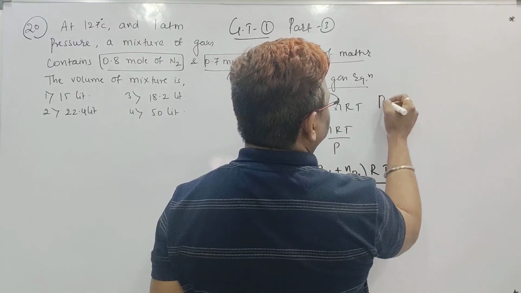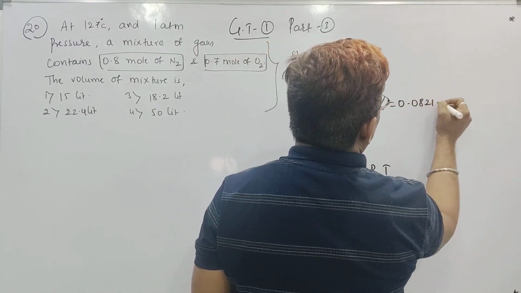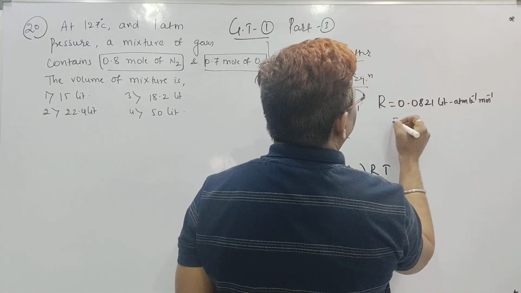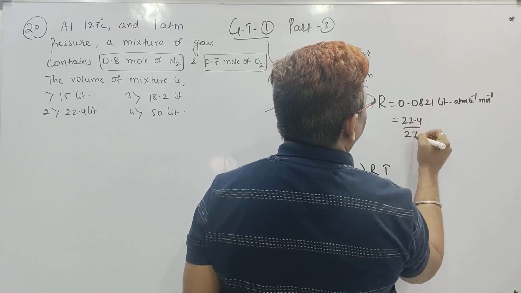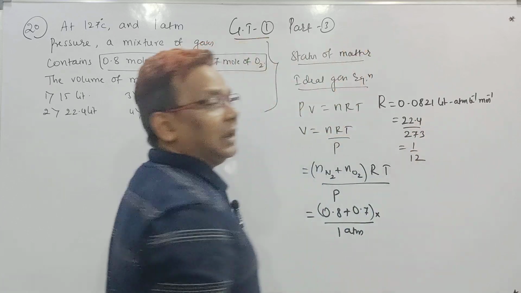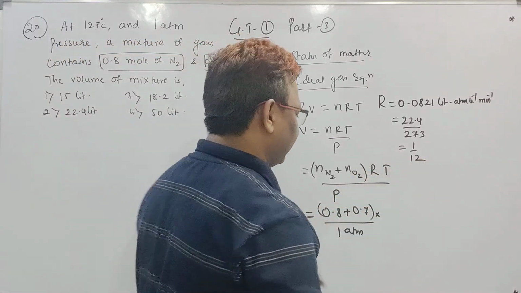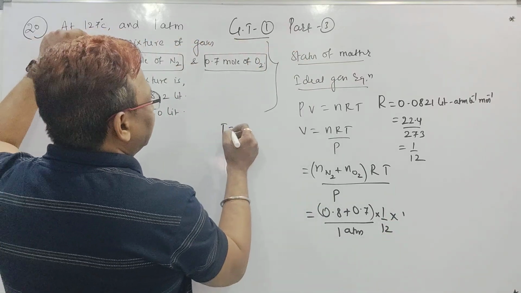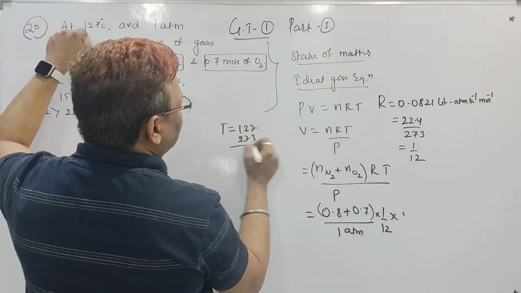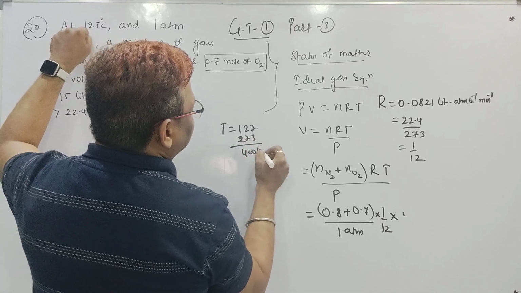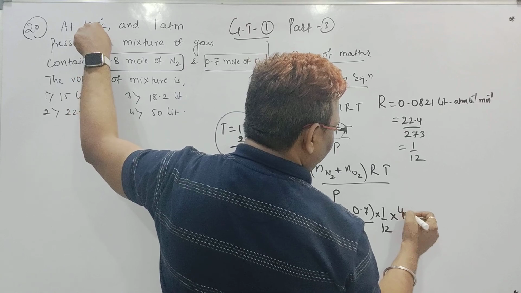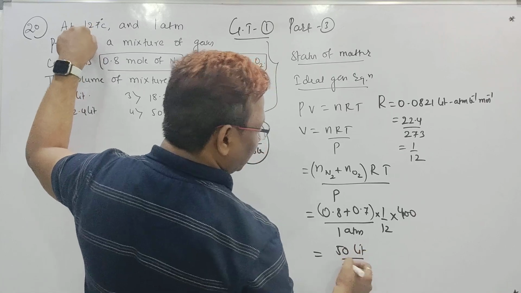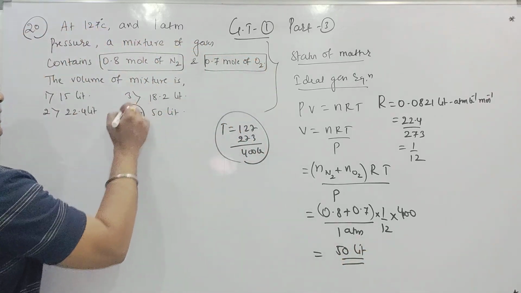Beta, R value is 0.0821 liter atmosphere per Kelvin per mole, which can be written as 22.4 by 273, which can be written as 1 by 12. Anything simple, better take 1 by 12, beta. Temperature T, beta, is 127 degrees centigrade, converted into Kelvin it becomes 400 Kelvin. So temperature is equal to 400 Kelvin. Beta, you solve it. Already I solved this one. I got 49.99, so volume is equal to 50 liters.